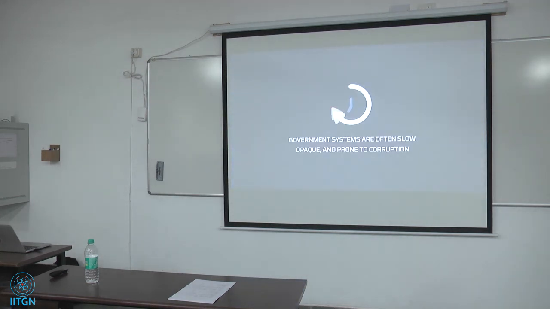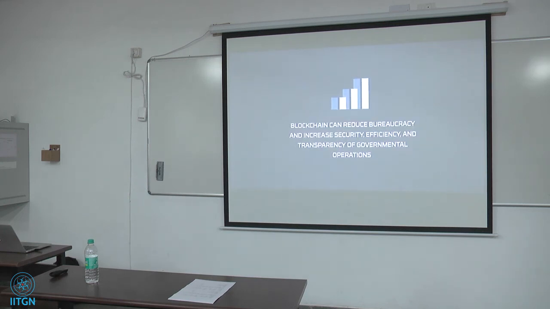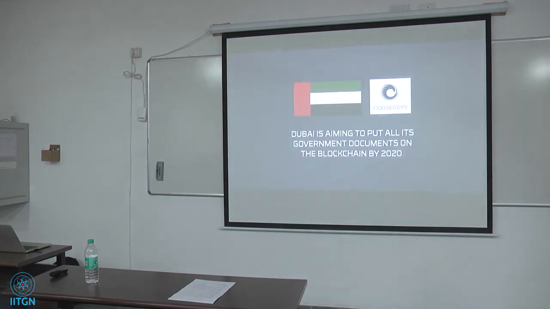Number 11. Government. Government systems are often slow and opaque and prone to corruption. Implementing blockchain-based systems can significantly reduce bureaucracy and increase security, efficiency, and transparency of government operations. Dubai, for example, is aiming to put its government documents on the blockchain by 2020.